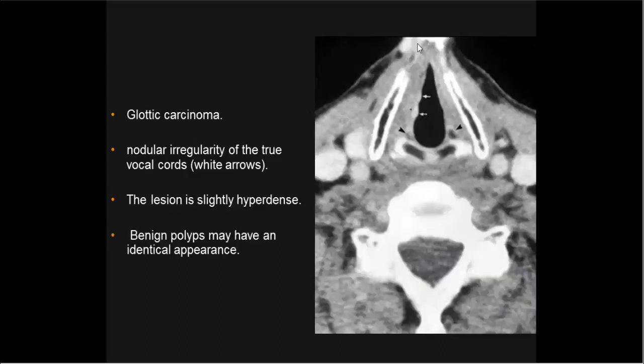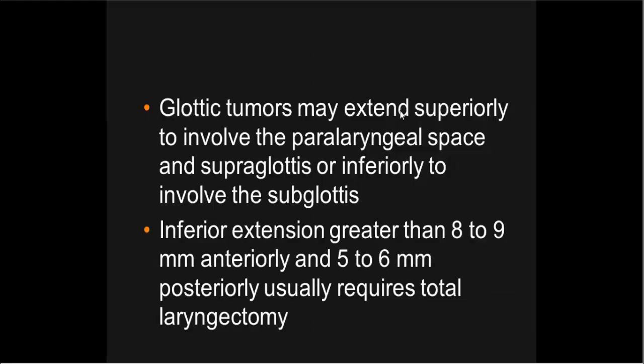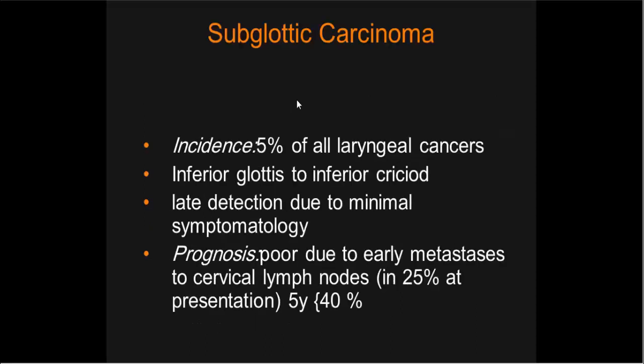Glottic carcinoma, nodular irregularity of true vocal cord, lesion slightly hyperdense, benign polyp may have identical appearance. This T1 stage glottic carcinoma may be mistaken for benign polyp, just nodular irregularity of true vocal cord. Glottic tumor may extend superiorly to involve paralaryngeal space and supraglottis and or inferiorly to involve subglottis. Inferior extension greater than 8 to 9 mm anteriorly and 5 to 6 mm posteriorly requires total laryngectomy.